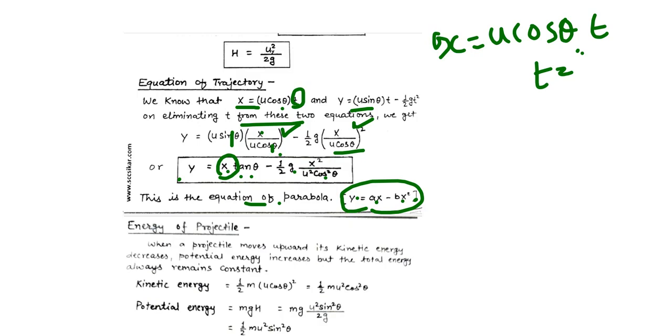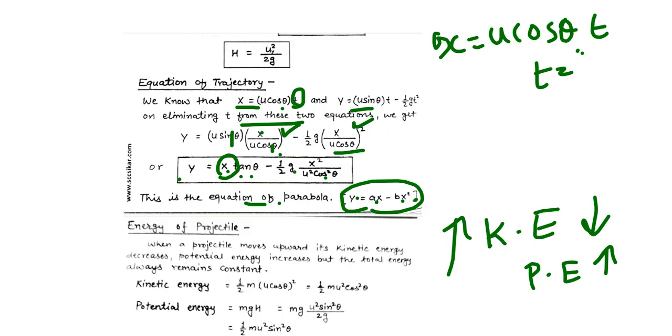Okay, now what is the energy of the projectile? When a projectile moves upward, what happens? Kinetic energy decreases. And potential energy, what happens? It increases. But the total energy remains constant. What do you mean by this? This is energy conservation. So what is kinetic energy? Half m, instead of v square, you put u cos theta whole square, so half m u square cos square theta. Why not sin theta?